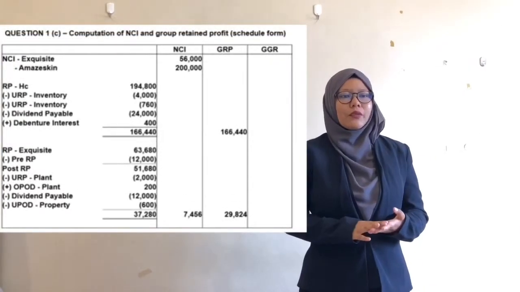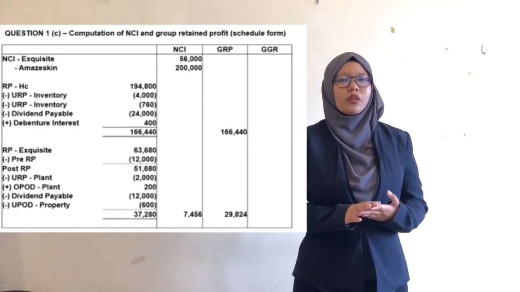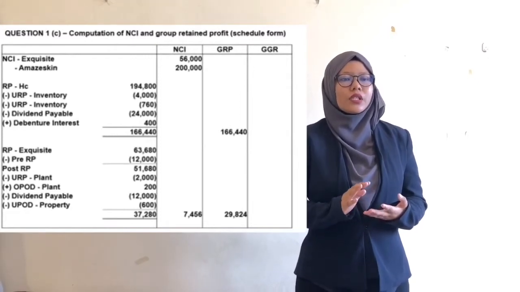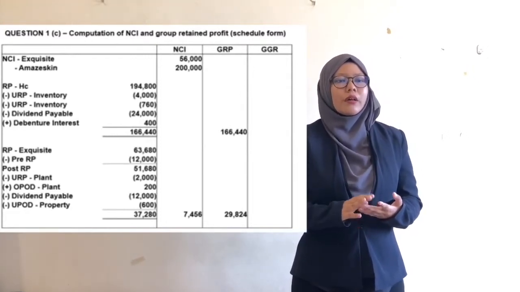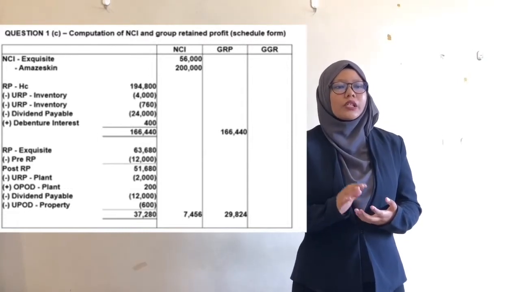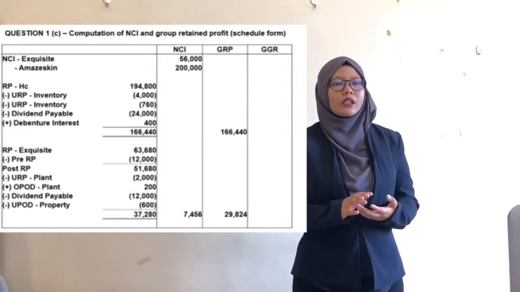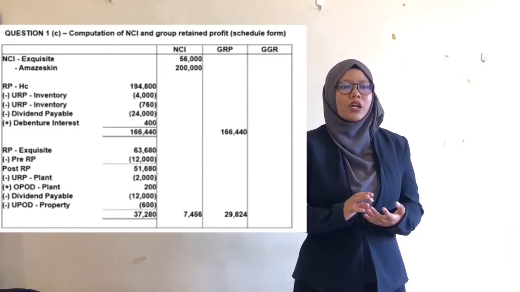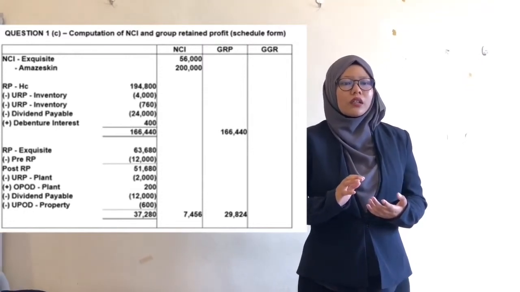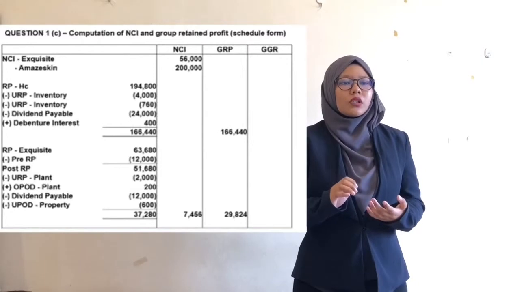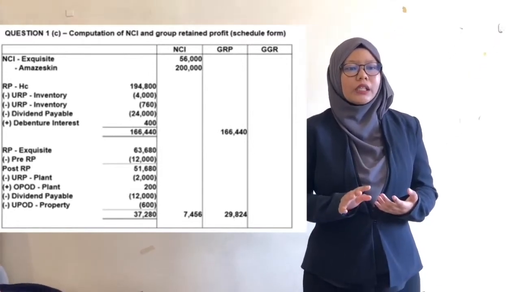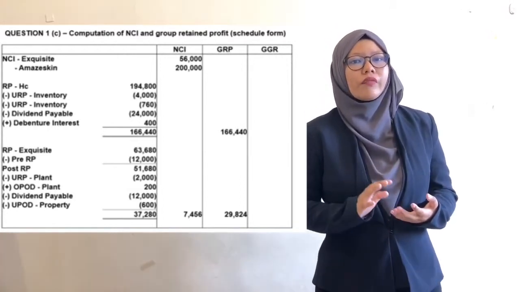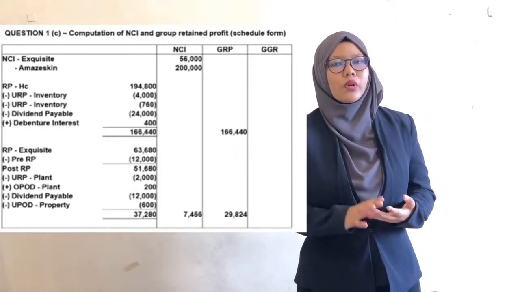For question 1C, which is the computation for the schedule of the equity, for the NCI, first Acquisite amounting to 56 million, Amiskin 200 million. Then for the retained profit of HC, it is 194.8 million minus URP of inventory 4 million minus URP of inventory 7.06 million. So we minus the dividend payable 24 million plus the debenture interest 400,000. The total for retained profit of HC is 160.44 million.